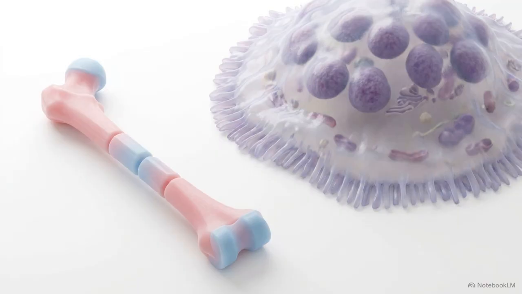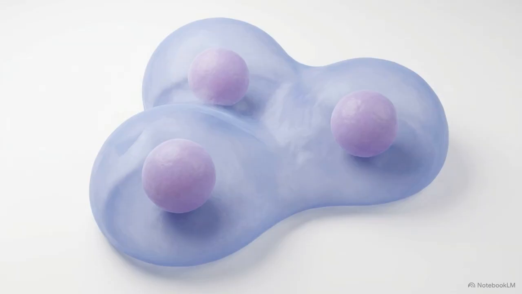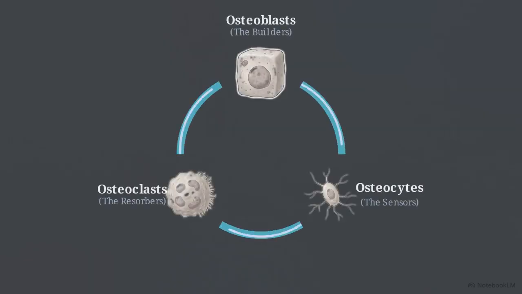That reinforcement is carried out by the third cell type, osteoclasts. Unlike the builders, osteoclasts are giant multinucleated cells derived from the fusion of blood monocytes. A continuous, balanced push and pull between the matrix-building osteoblasts, stress-sensing osteocytes, and matrix-resorbing osteoclasts drives skeletal turnover.